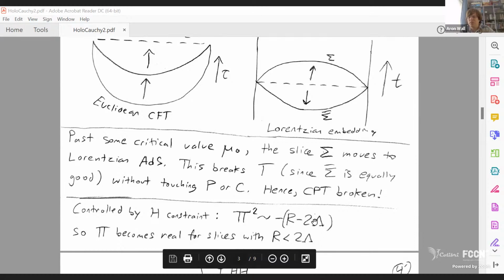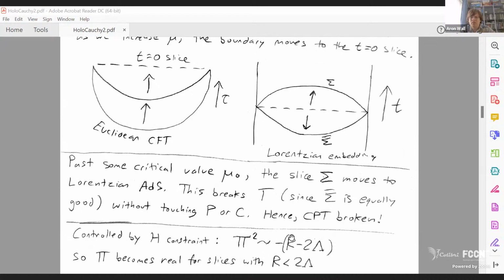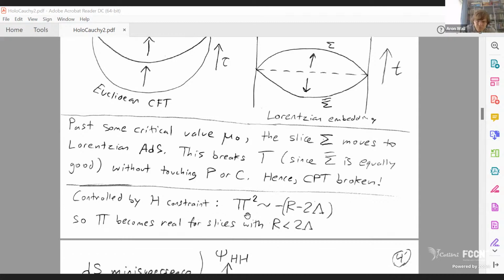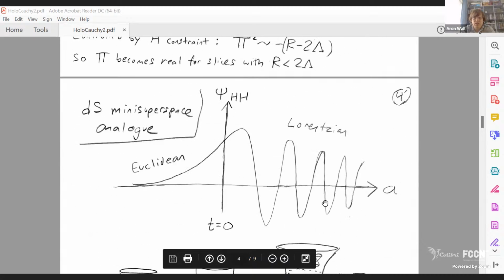So there's a certain critical value of R, which is measured relative to this constant mu. There's a certain critical value at which the sign of pi switches from being real to being imaginary. Sorry, which switches from being imaginary to being real. So it happens when we're on a slice that has R less than 2 lambda, if we fix mu to be unit.